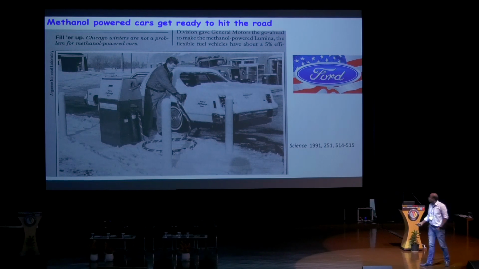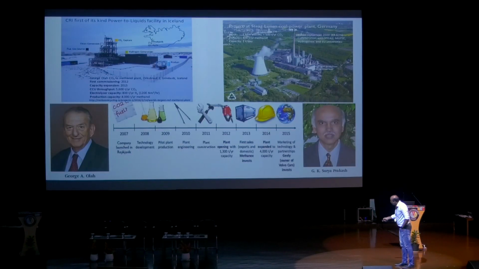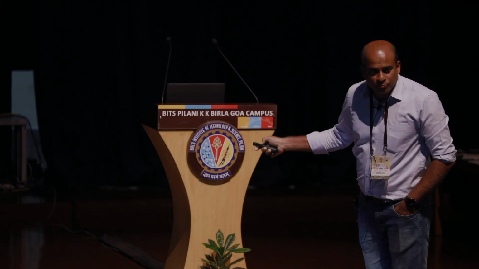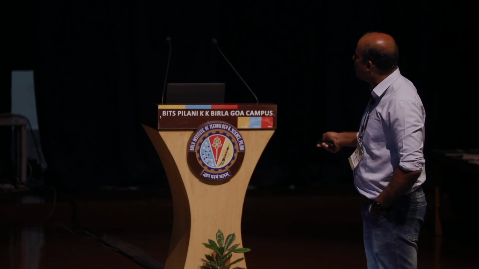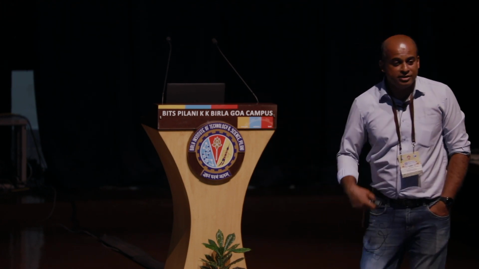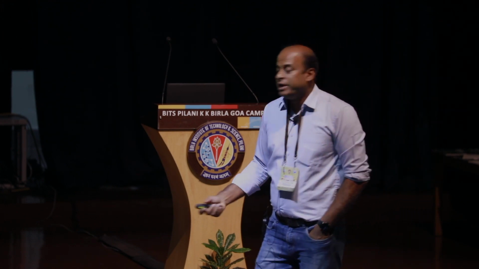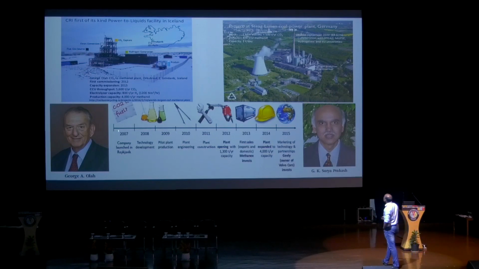Somehow it did not turn out well. Professor George Olah, and he was a student of George Olah, started the work way back in the 70s and 80s, and he got the Nobel Prize in 1994 for his contribution to carbocation chemistry. And they started a company in Iceland. The reason, I can tell you, is the geothermal electricity. The cost of electricity here in India is approximately 7 to 8 rupees if you are using the grid.